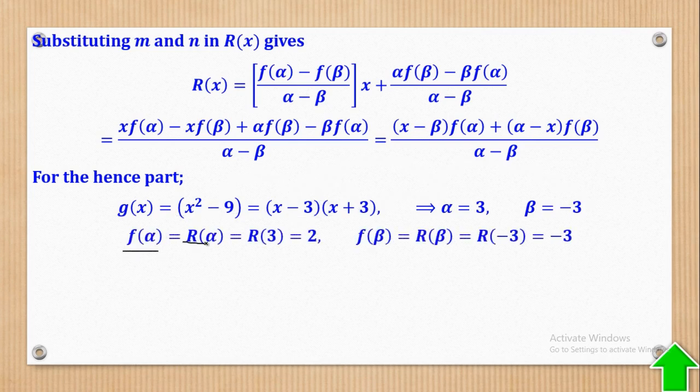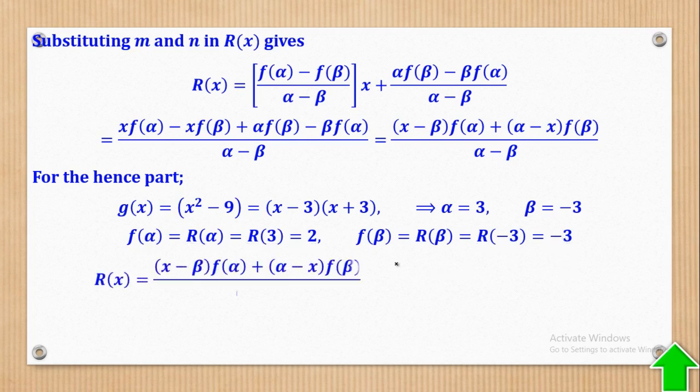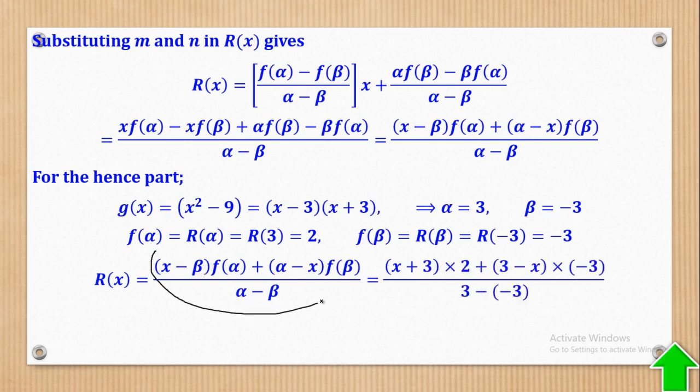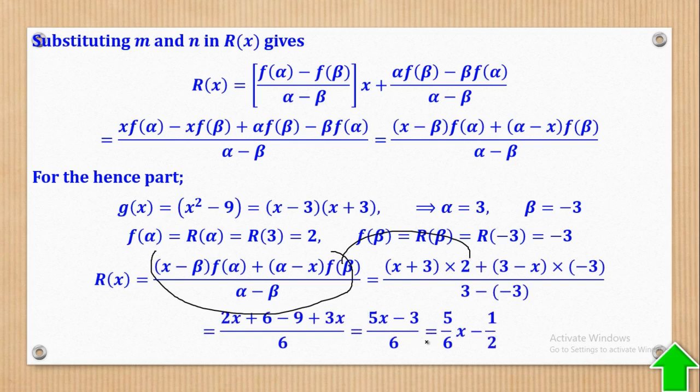F alpha is equal to R alpha, therefore R3 will be equal to 2, it was given in the question, and also R negative 3 is equal to negative 3, it was given in the question. Therefore, come and code the expression for Rx and then substitute. Simplify and come up with the final answer as that.